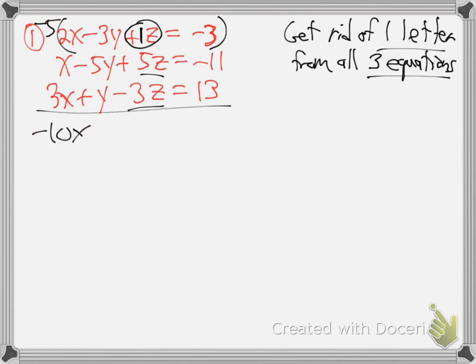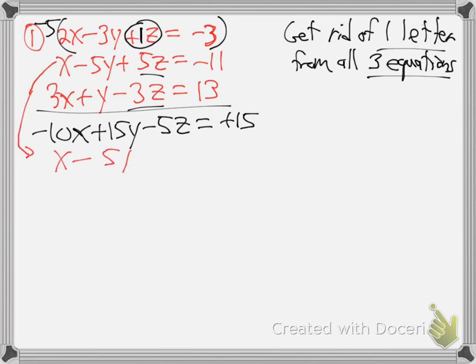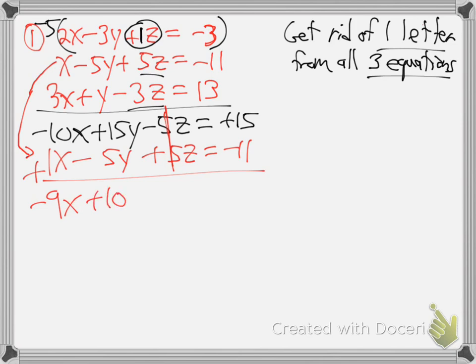So I'll get minus 10x plus 15y minus 5z is plus 15. Everybody see that? I multiplied through that top equation by minus 5, and now I'll just bring down the second equation, unchanged, x minus 5y plus 5z is minus 11, and then when I add them up, see how these cancel? That was the plan. So what do we got here? Minus 10 plus 1 is minus 9x plus 10y equals what? 4. Okay, so there's an equation that no longer has z in it.